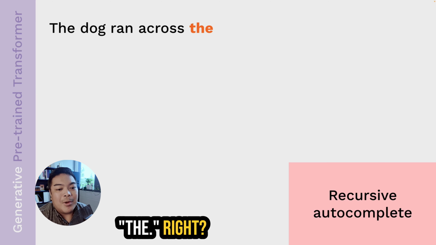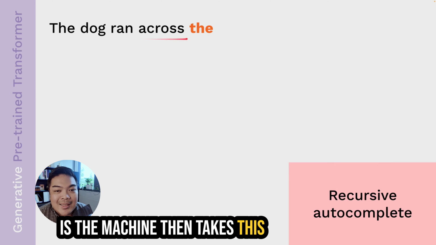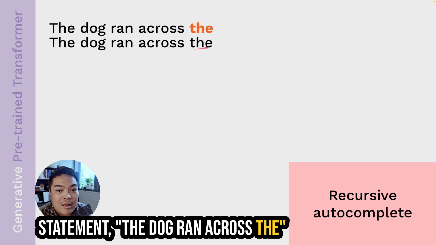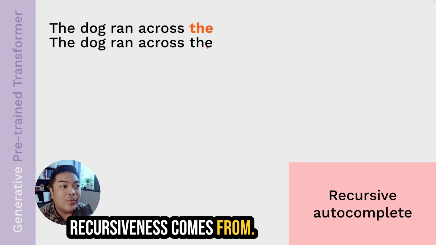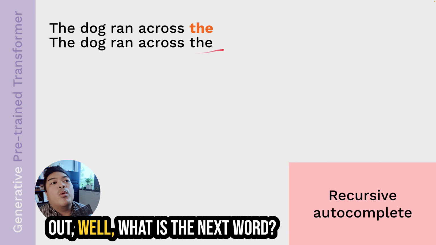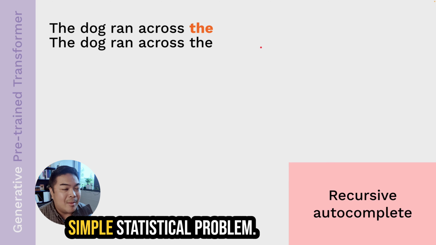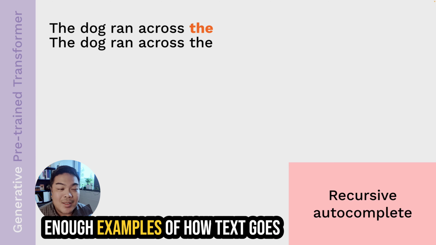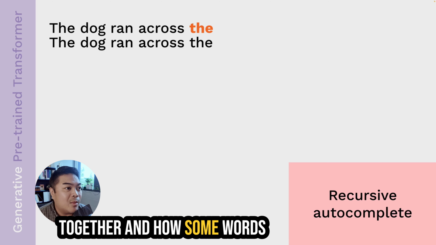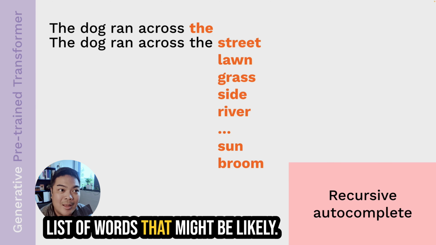The, right? But I think what's really interesting with the generative part of GPT is the machine then takes this statement, the dog ran across the, and this becomes the new input. This is where the recursiveness comes from. And so when we're trying to figure out what is the next word, how do we keep the sentence going, this is actually a very simple statistical problem. If you have enough data and enough examples of how text goes together and how some words are associated with each other, you can actually come up with a list of words that might be likely.